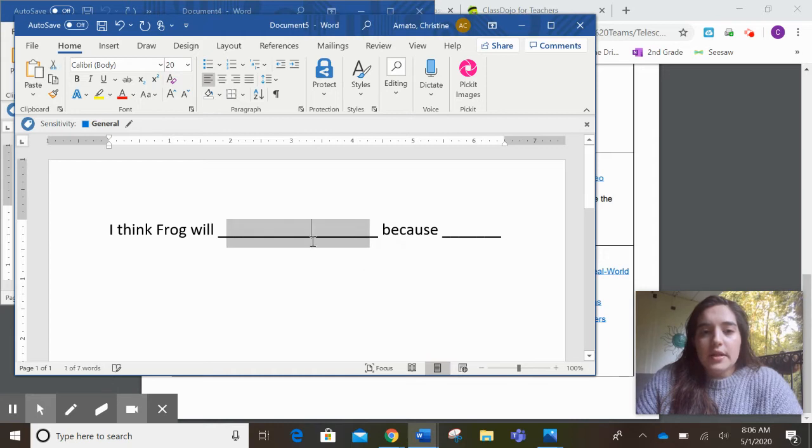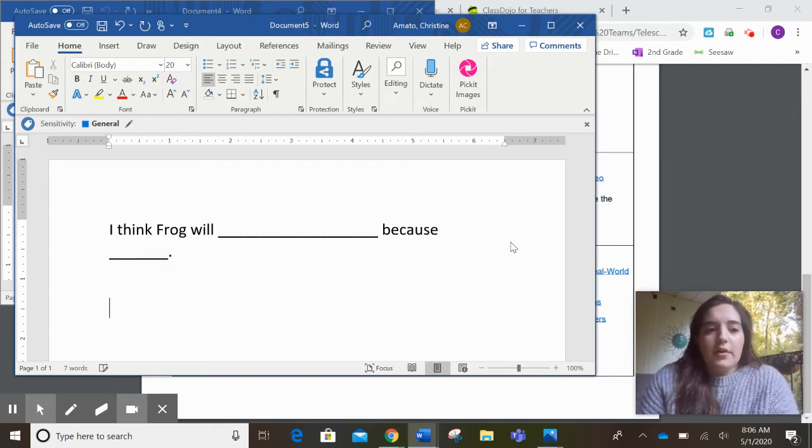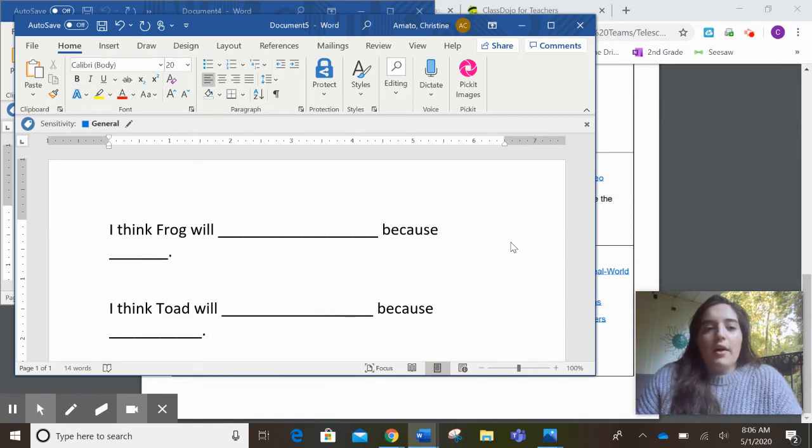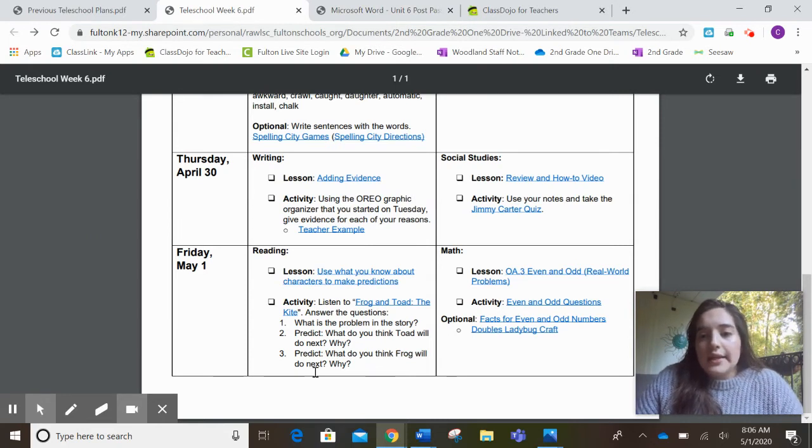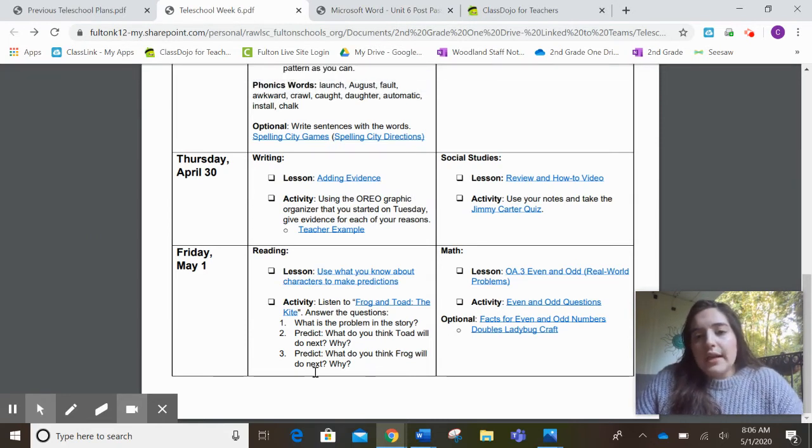Put your prediction here, because what evidence or examples from the book do you have to support your prediction? It's a lot like what you've been doing in writing. The evidence could be what we know about the characters. What character traits have we collected about them? Same thing for the other question. I think Toad will, here's my prediction, because here's my evidence, because I know this, this, and this about Toad. Okay? All right. So that is what you're doing for reading, and then you'll just submit your questions to your Class Dojo portfolio. When you're finished with that, come back to your math.